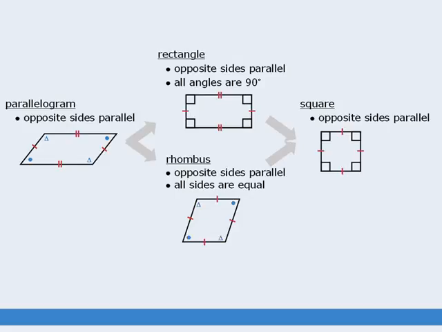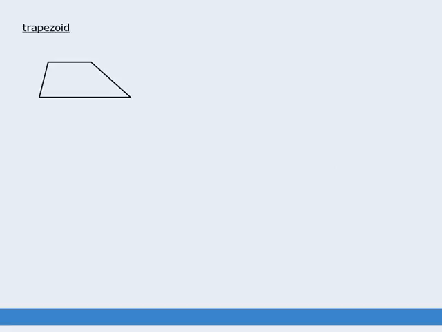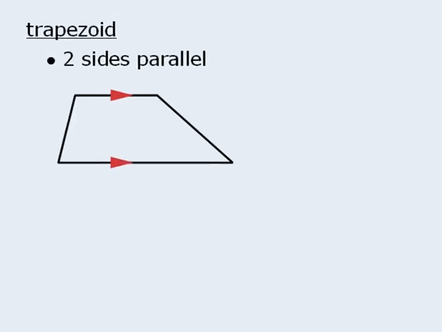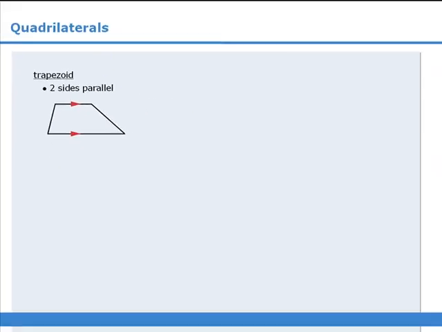Okay, the last quadrilateral you should know about is the trapezoid. Now a trapezoid is not a type of parallelogram since it does not have two pairs of parallel sides. However, a trapezoid does have one pair of parallel sides. So if a quadrilateral has one pair of parallel sides, then it is a trapezoid.